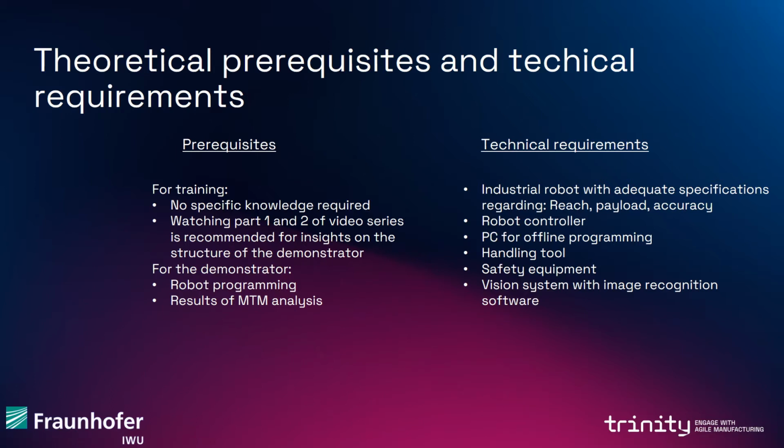A couple of technical requirements are necessary for the demonstrator. An industrial robot with adequate specifications regarding its reach, payload, and accuracy is needed. Further needed equipment are a robot controller, a PC for offline programming, a suited handling tool, safety equipment, and a vision system with image recognition software. This concludes the preliminary information about this module and leads us to the content of the handling and assembly module itself.